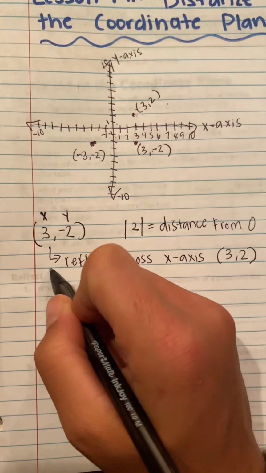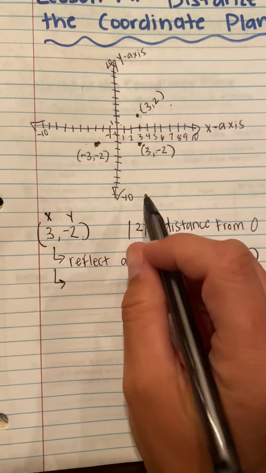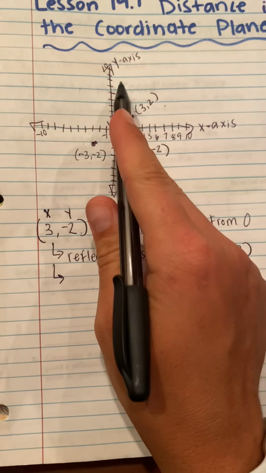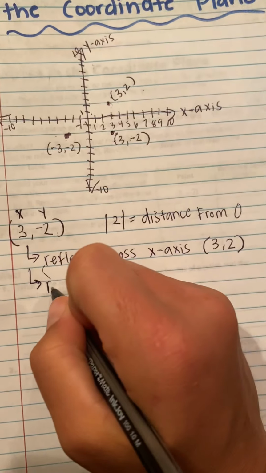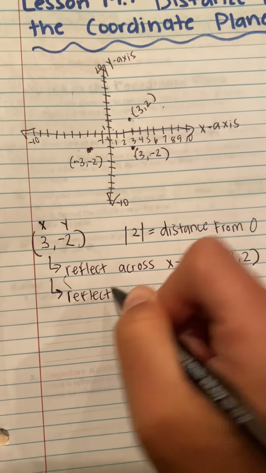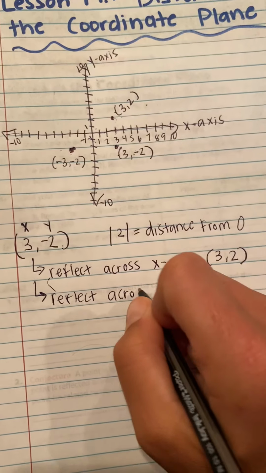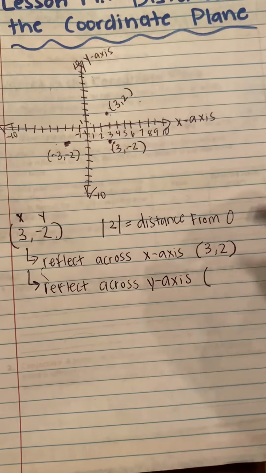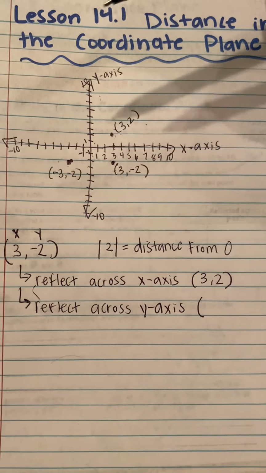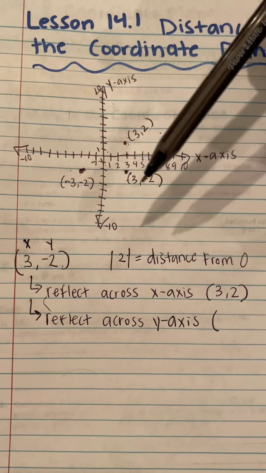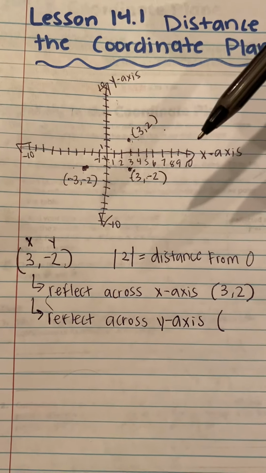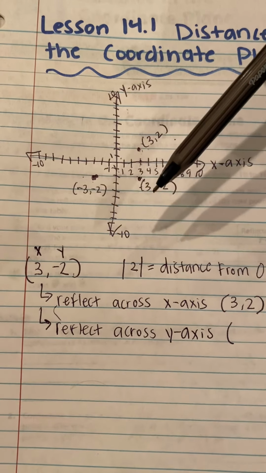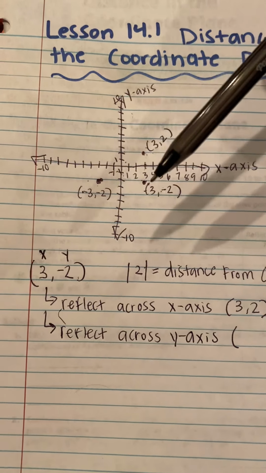But then we did the same point, 3, negative 2, and we said let's flip it across, or reflect it, across the y-axis. And when we reflect across the y-axis, we did not change the coordinates of the y. We only changed the coordinates of the x.